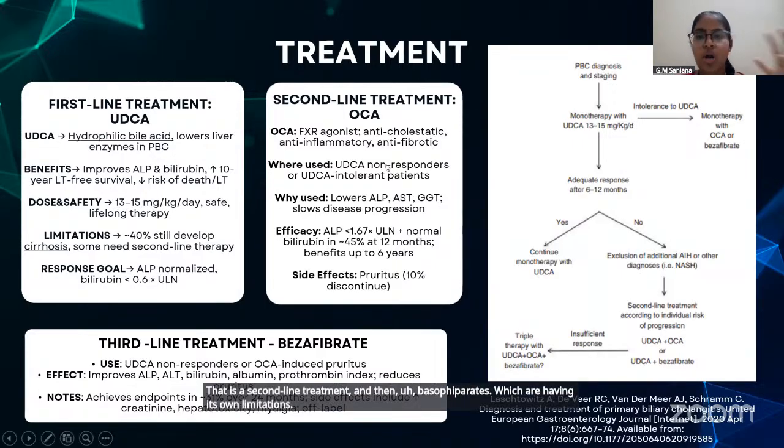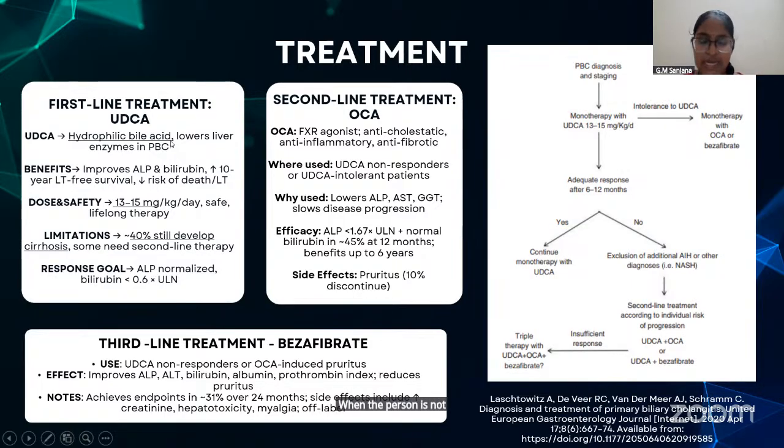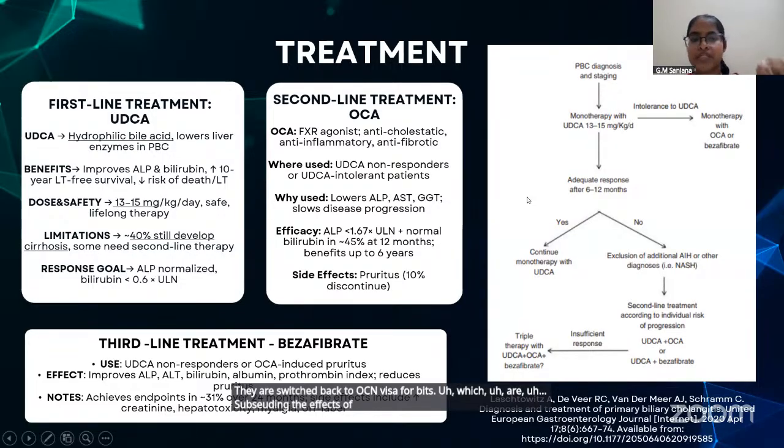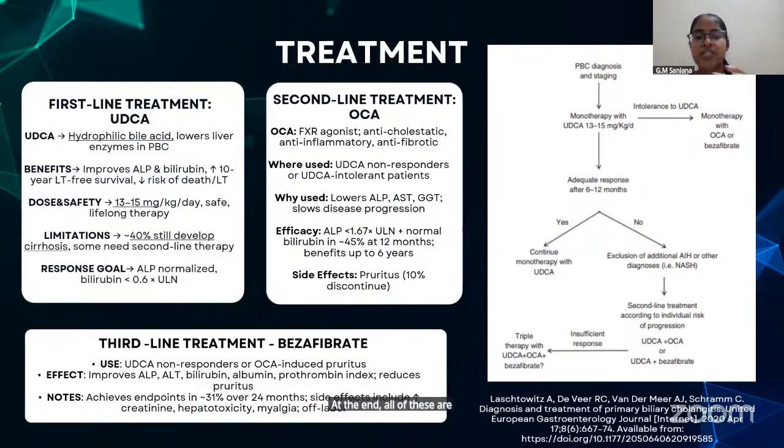When the person does not respond to the first line treatment itself, they are switched to OCA and bezafibrates, which substitute for the effects of the first and second line treatments. At the end, all of these are combined if it is at the worst stage.